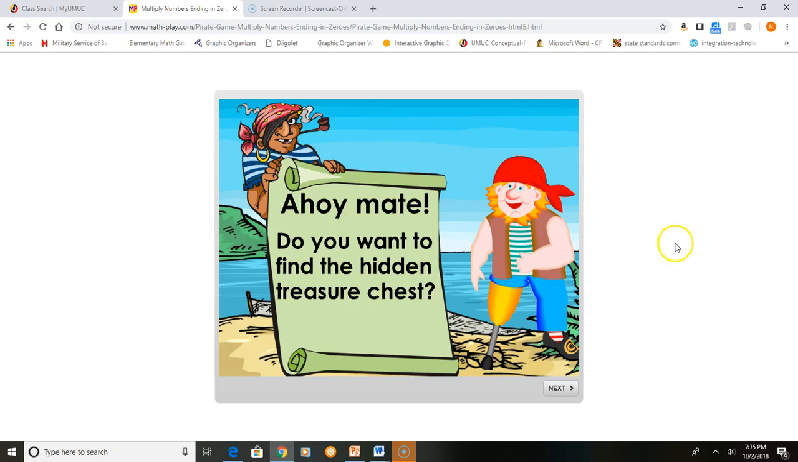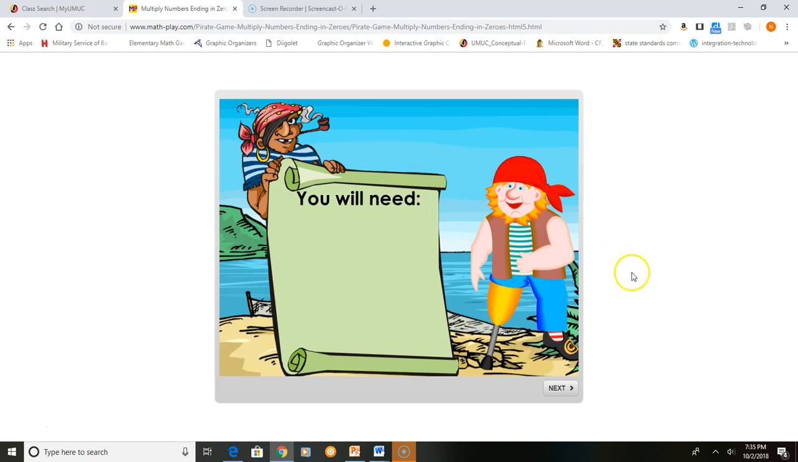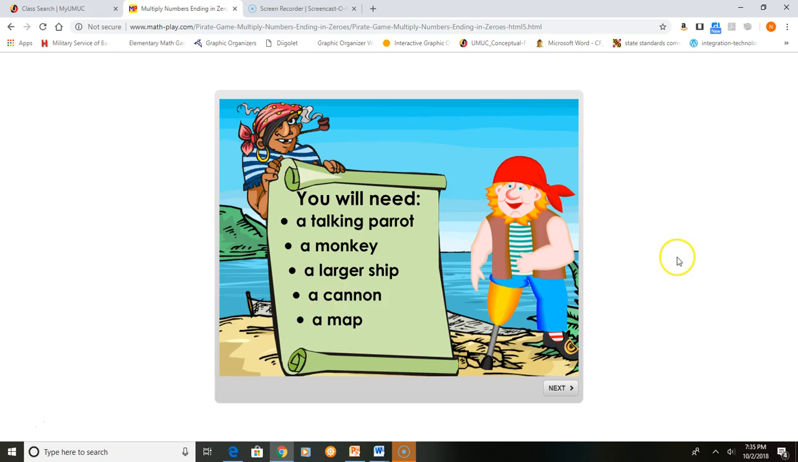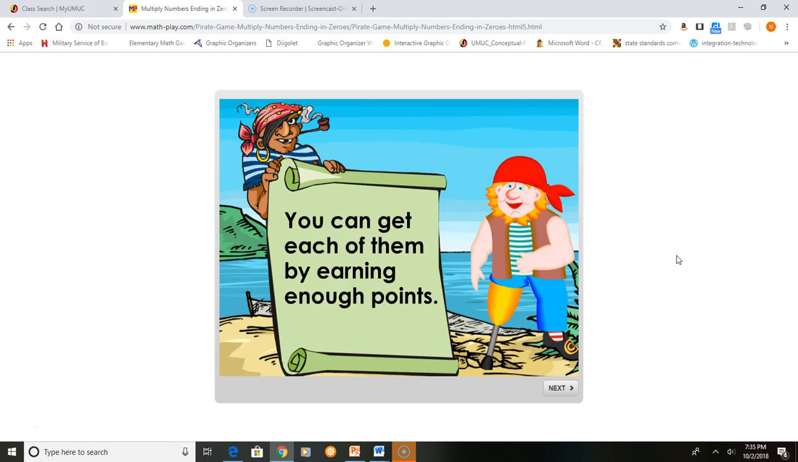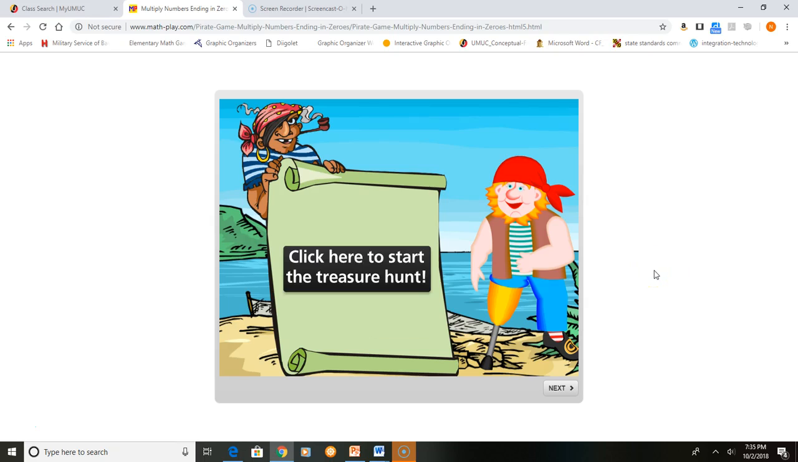Ahoy, matey! Do you want to find the hidden treasure chest? You will need a talking parrot, a monkey, a larger ship, a cannon, a map, a crew. You can get each of them by earning enough points. Click here to start the treasure hunt.